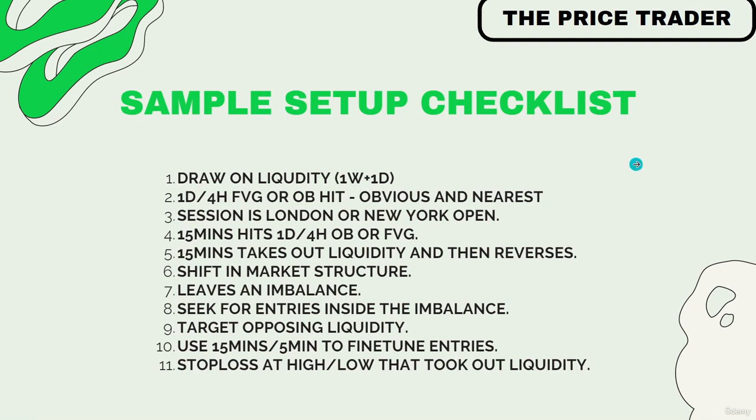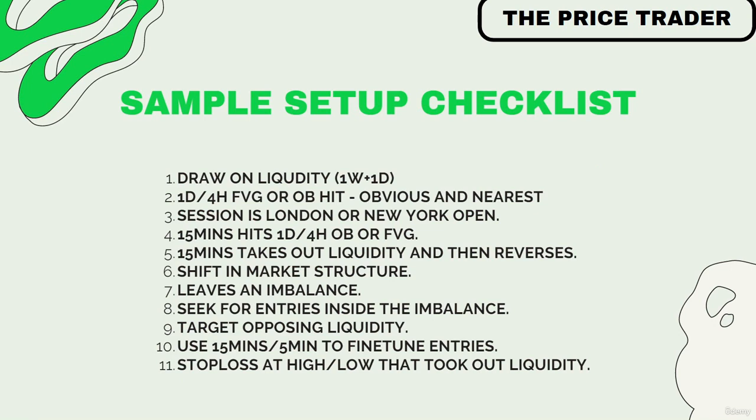So the first thing I've outlined is the drawn liquidity. This is basically the bias on the weekly or daily chart. The second thing you want to look at is, is this a 1 day or 4 hour fair value gap or order block that has been hit? It should be obvious and should be the nearest. Then the session is landed on New York Open.